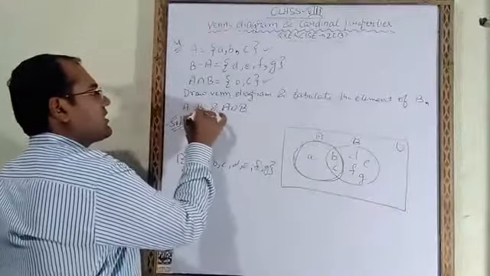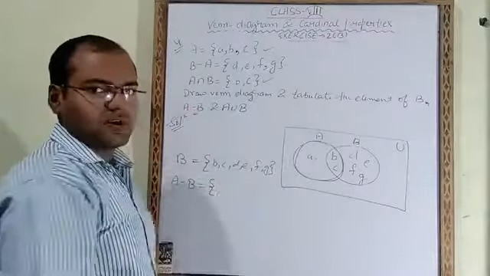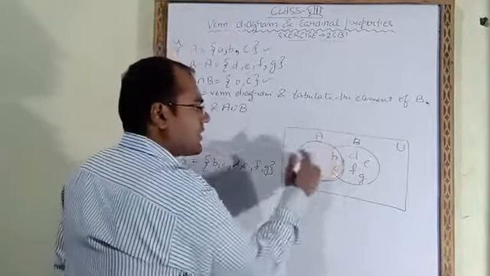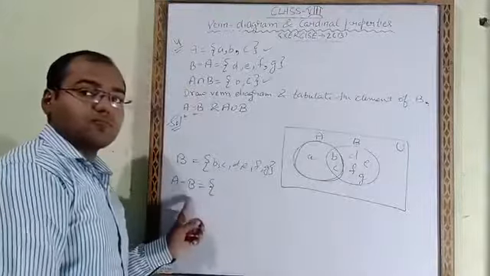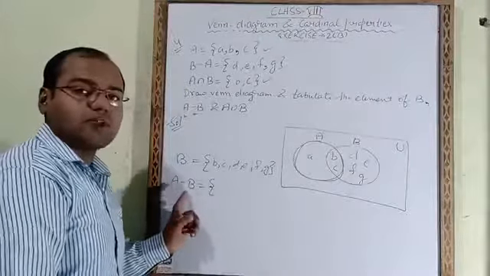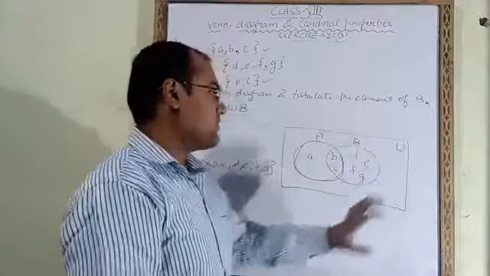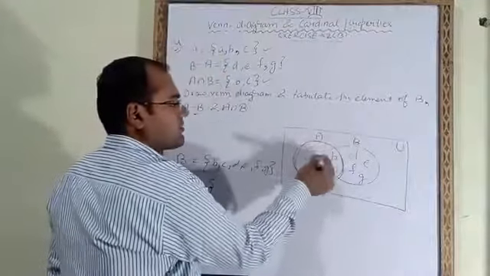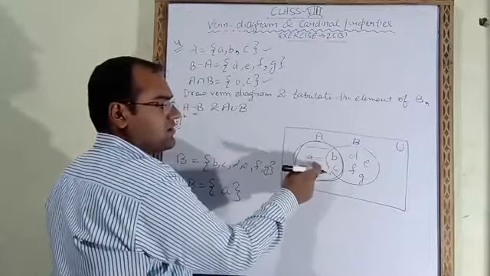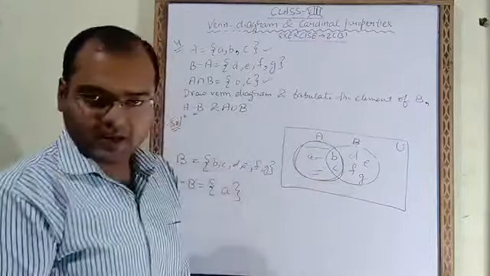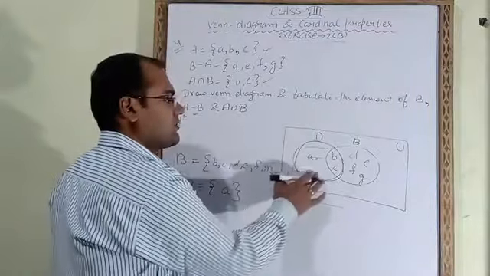Next is A minus B. We have to write A minus B. That means from the A circle we have to remove B. What do we have to subtract here? We have to subtract B. So we will not take B elements. This circle we will leave. So what elements are remaining here? A is remaining. So this is the part which will come in A minus B. So A minus B is only one element, that means A.